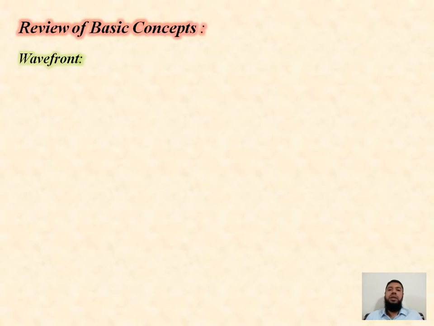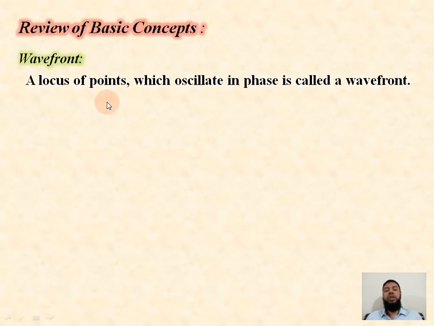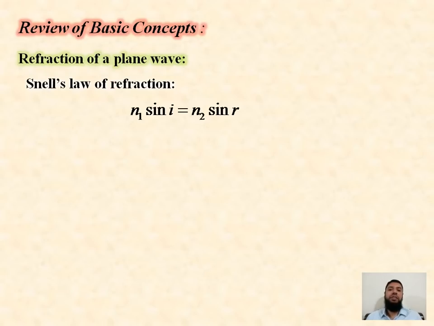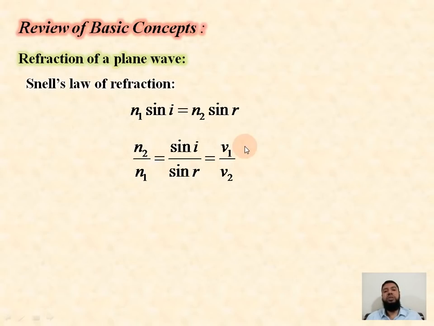Very important, we have learned the wavefront: the locus of points which oscillate in phase are called wavefronts. We have learned the different types of wavefronts. Very important, we have learned Huygens principle. Based on Huygens principle, we have verified reflection of light and refraction of light. In refraction of light, we have verified Snell's law of refraction: n1 sin i is equal to n2 sin r, and n2 by n1, the relative refractive index, is expressed by v1 by v2, and also given by lambda 1 by lambda 2.